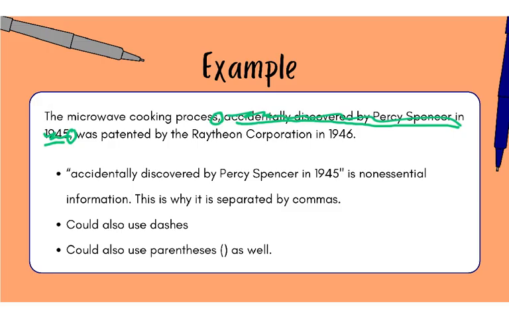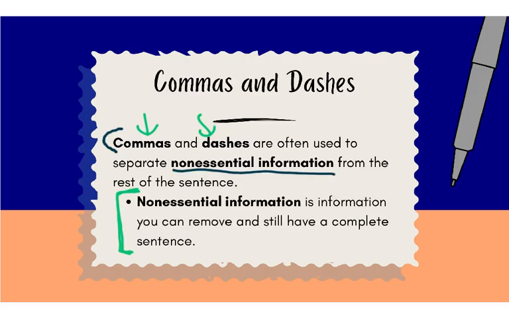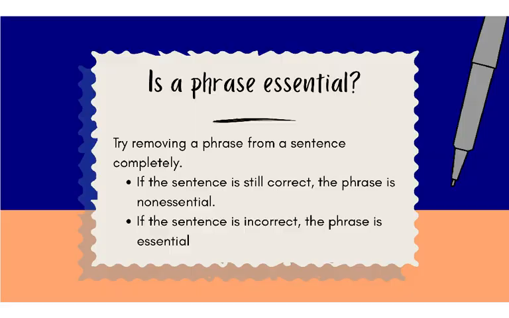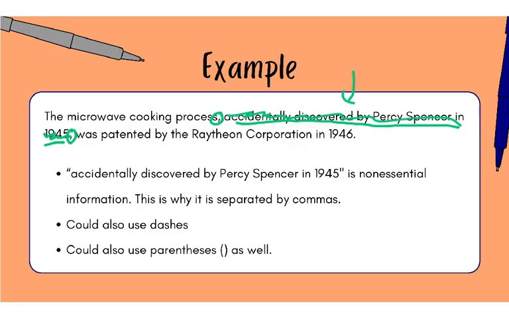So again, the principle is you use commas and dashes to separate non-essential information from the rest of the sentence, by using two commas. Oh boy, this is getting messy.